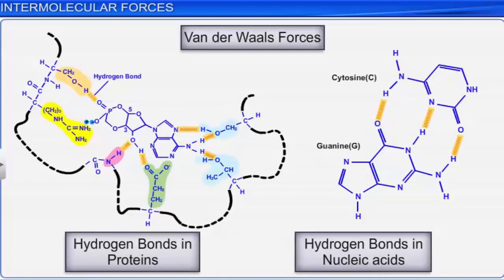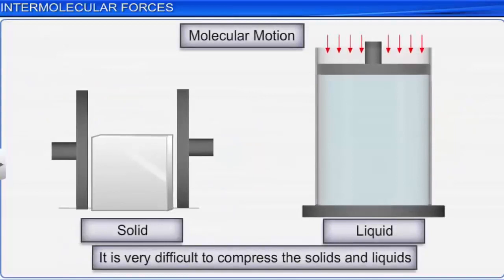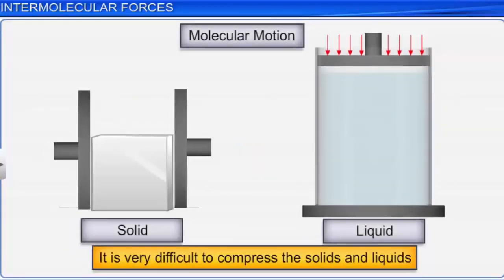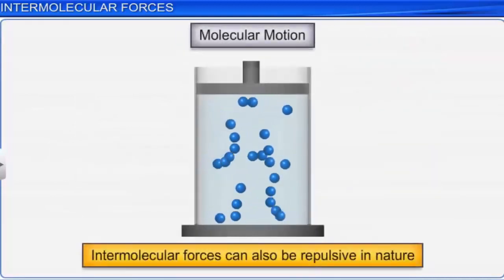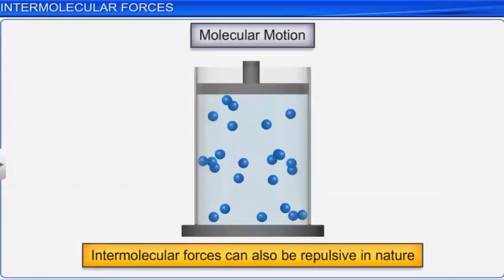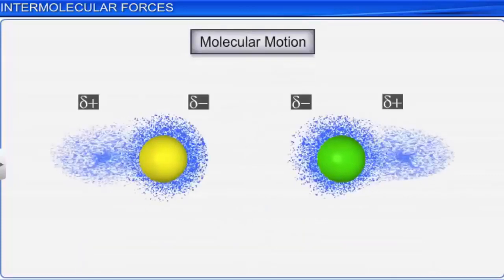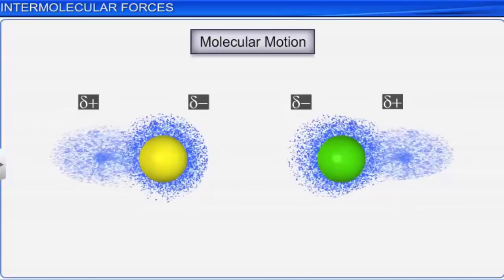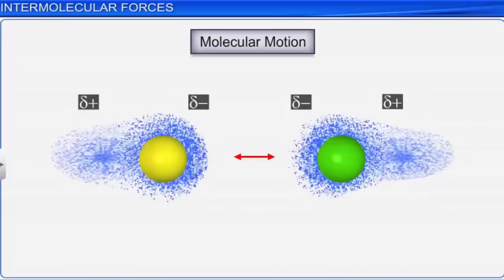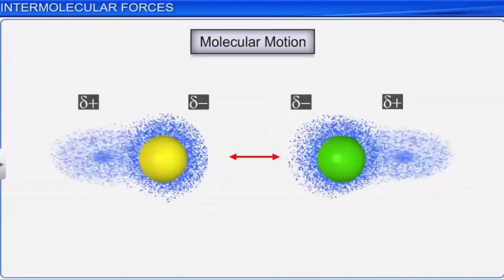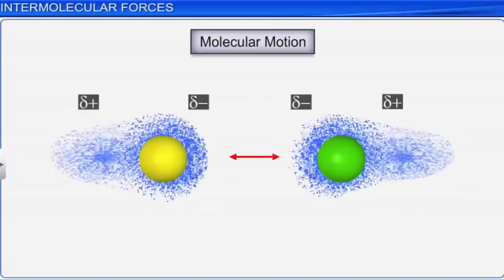Have you ever wondered why it is very difficult to compress the solids and liquids? Intermolecular forces can also be repulsive in nature. When two molecules are brought closer, the repulsions between the electron clouds and between the two nuclei of the molecules come into play. The magnitude of repulsion increases rapidly with the decrease in the distance between the molecules.